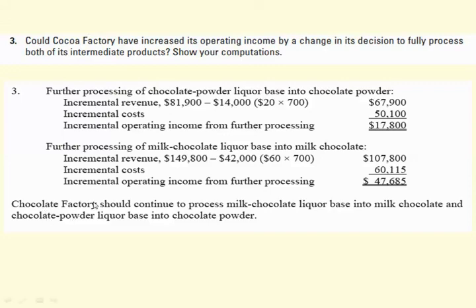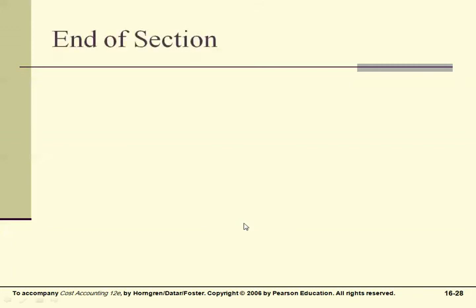So Cocoa Factory should continue to process milk chocolate liquid base into milk chocolate and chocolate powder liquid base into chocolate powder. And by that, we reach the end of our section today, part 1 of chapter 16.